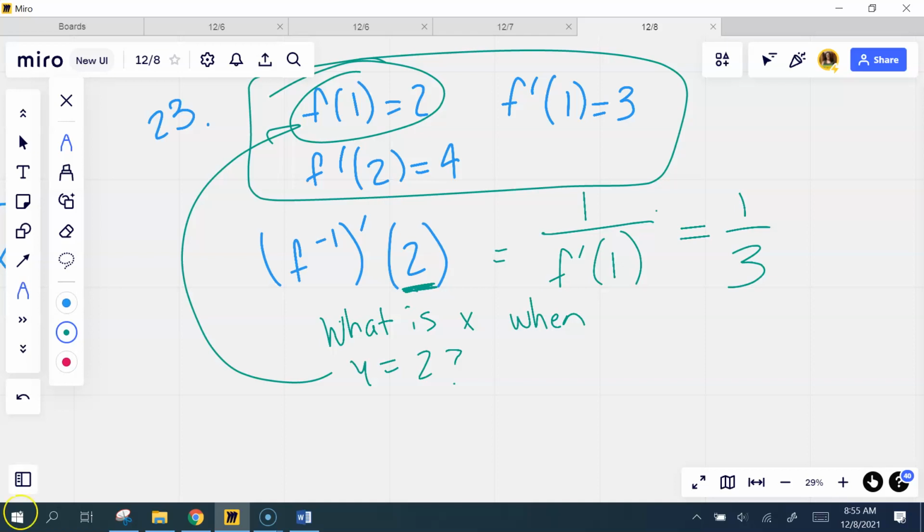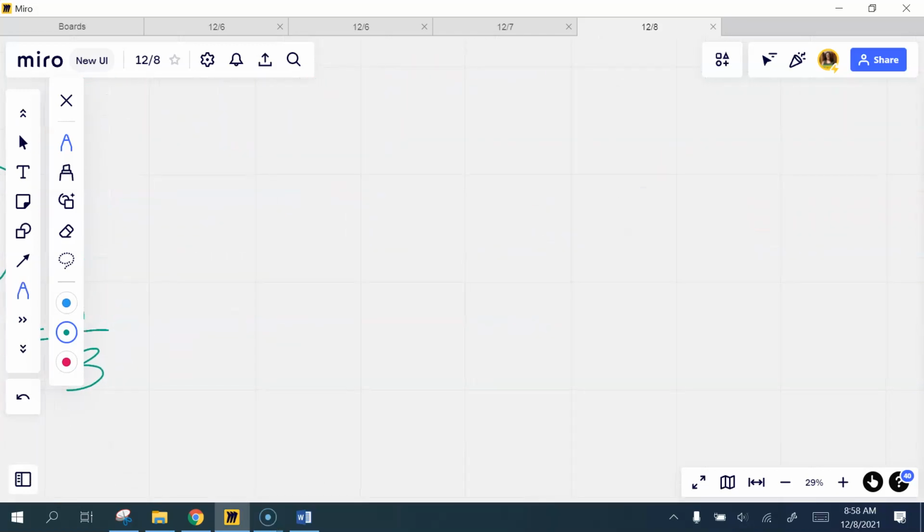You have to plow through the words to figure out what it is they're asking, and I find that with a lot of calculus, they use such sophisticated wording sometimes that you're just plowing through, but at the end of the day, it's something that you know how to do.